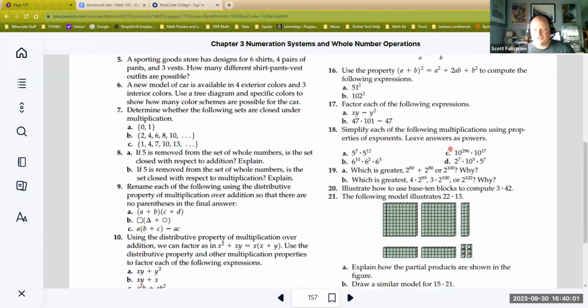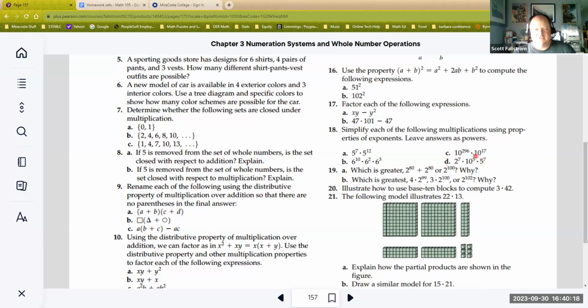Now let's see, we've got factoring. What do we have here? Simplify. Oh, using those properties of exponents. Okay, so if you have the same base, remember, we're adding those exponents together because it would just be repeated multiplication. I think probably most students get stuck on something like part D.